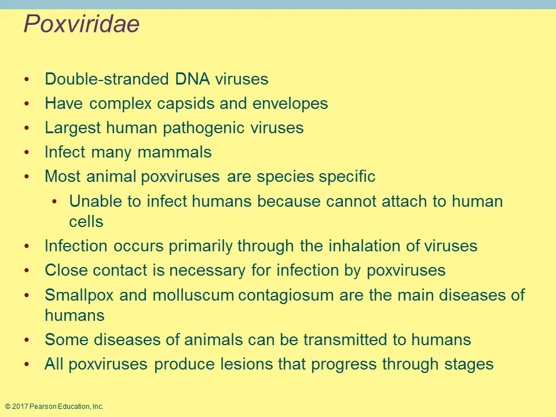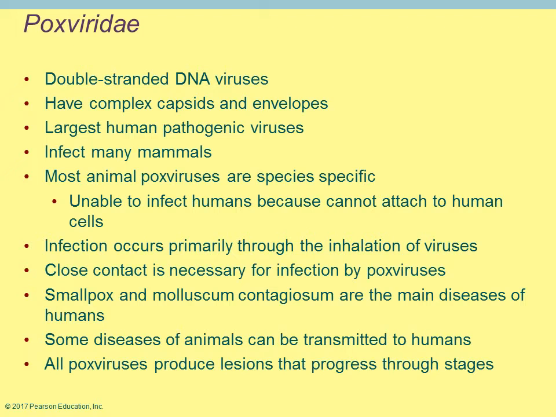We're going to start with the Poxviridae. These are double-stranded DNA viruses. All the ones we talk about in this chapter are DNA. This family does have a complex capsid. They do have envelopes. They're very large in terms of viruses. They can infect many different mammal species. Most of the animal pox viruses are species specific, though.